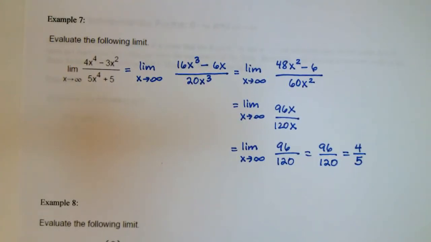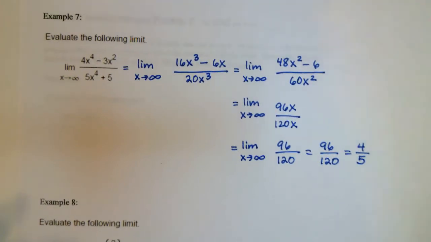So after all of that, the limit as x approaches infinity of 4x to the fourth minus 3x squared divided by 5x to the fourth plus 5 ends up being 4/5. Okay, let's take a look at another example.